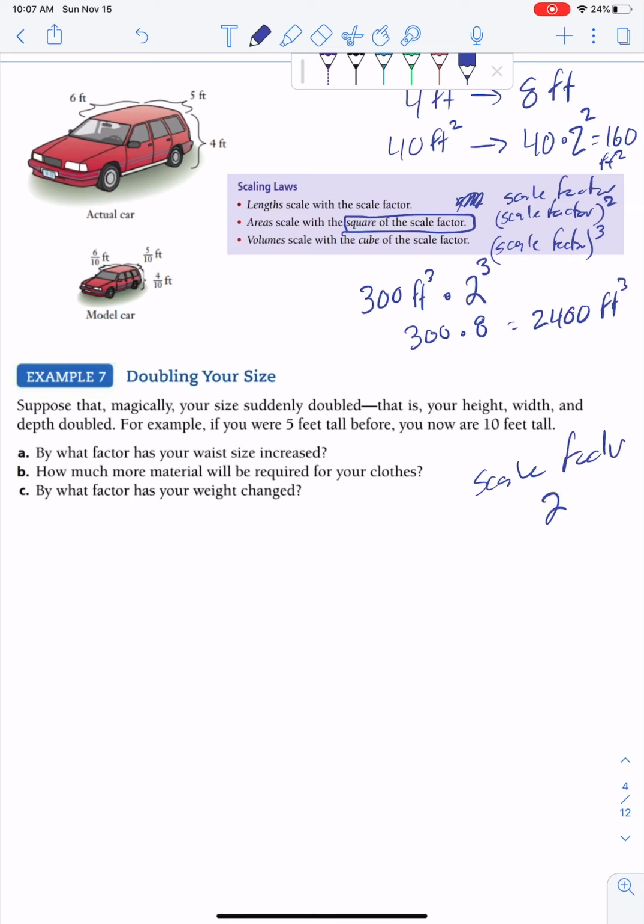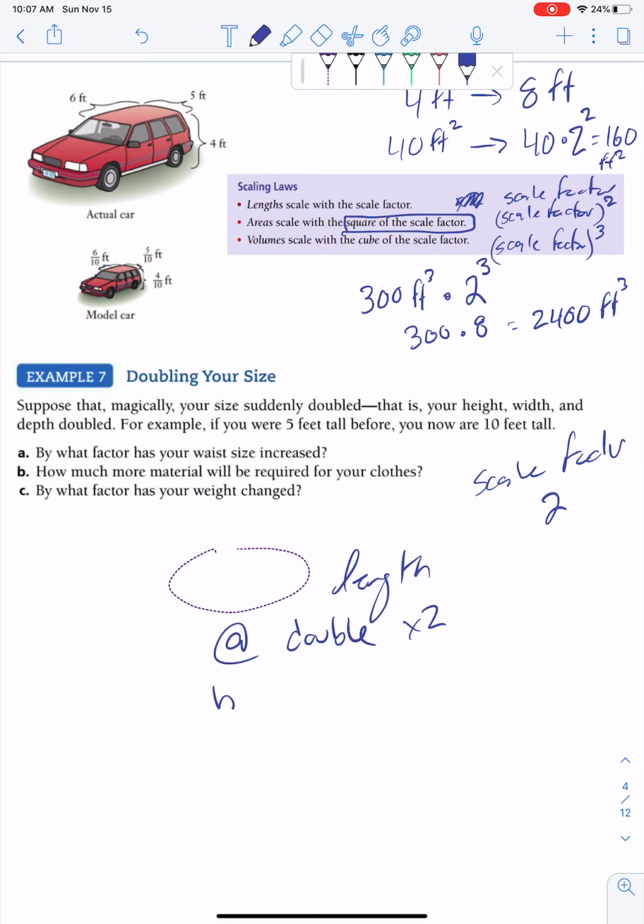But if I'm going to double my size, let's look at what happens to the different parts of me. By what factor has your waist size increased? Well, waist size, if you look at the distance around your waist, that is just a distance. That's one-dimensional. That is just a length. So my waist size, part A, is just going to double. It's just going to times by 2 because that's my scale factor and I'm just working with length.